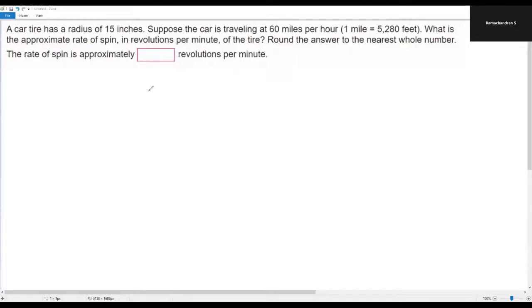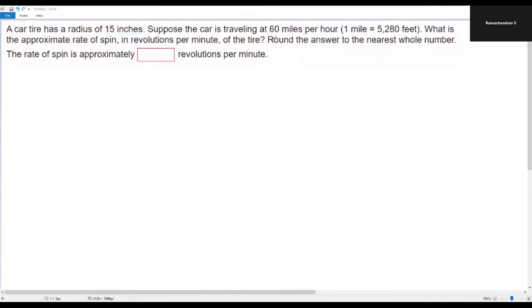Okay, so according to the question, we have to find the number of revolutions that the car tire can make in 1 minute. So to find that, first we have to find the distance covered by the car in 1 minute. The distance has to be in inches because the radius of the car tire is given in inches. So for that we can use the other information.